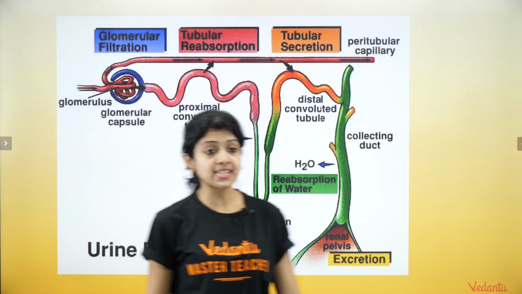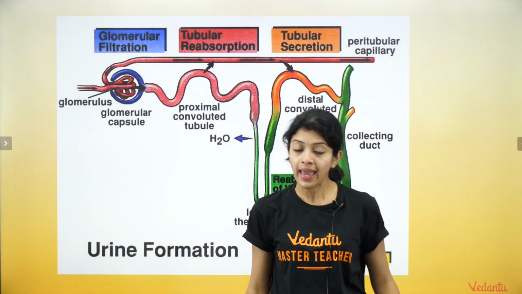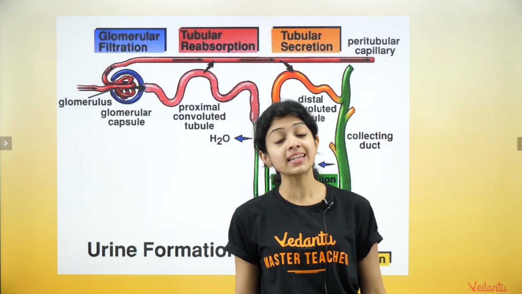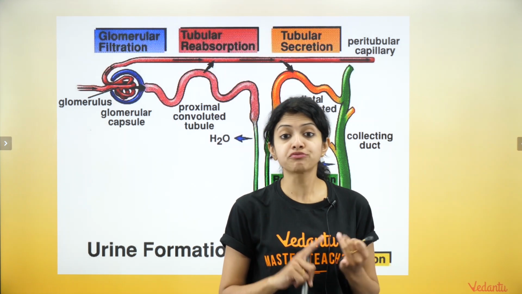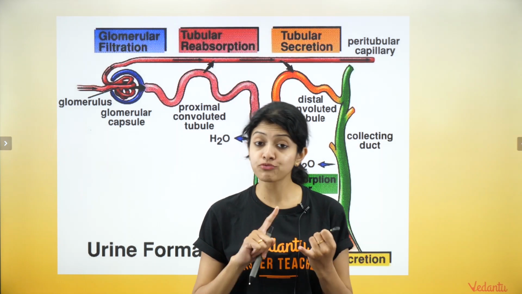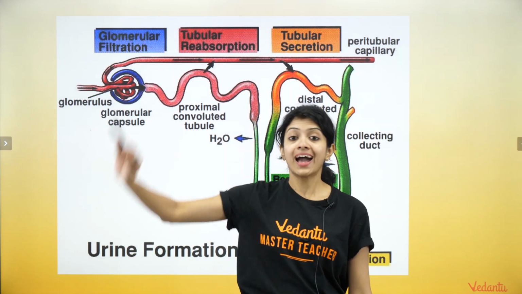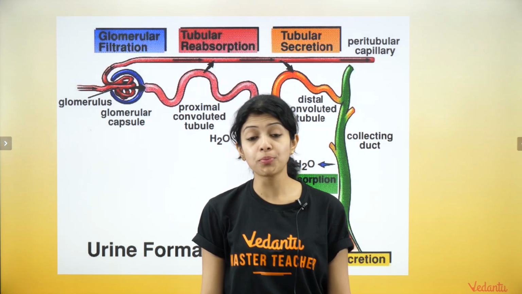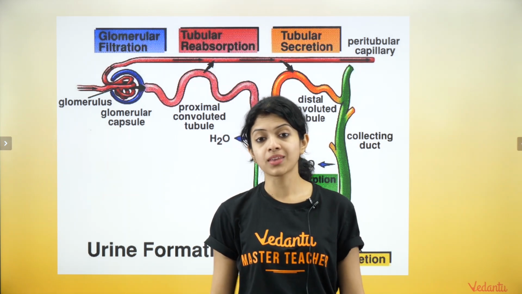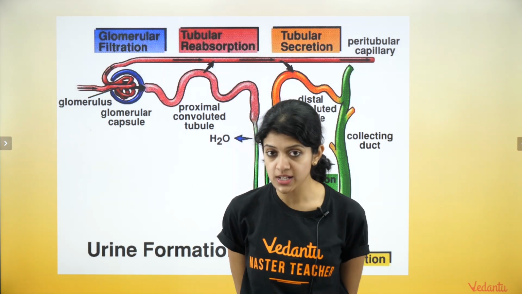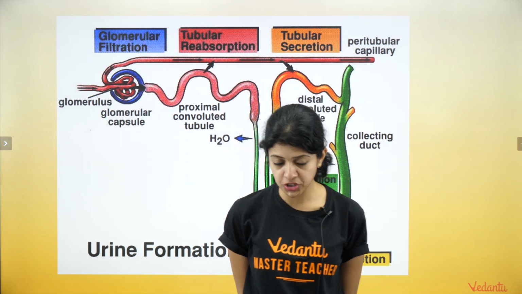These are the basic steps of urine formation in a normal human being. They take place in 3 basic steps. The first one being glomerular filtration or ultrafiltration. Okay, and the second step is called tubular reabsorption, and the third step is called tubular secretion.